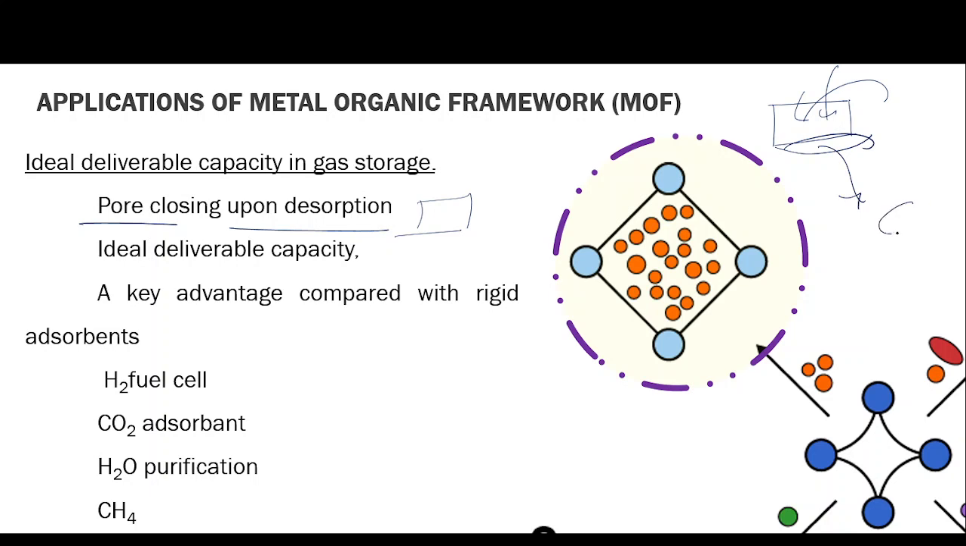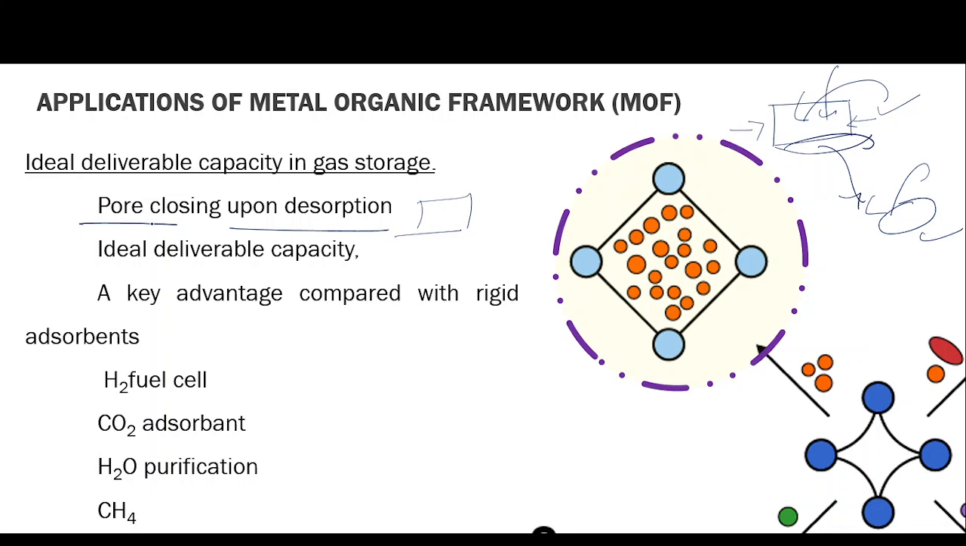Let's say it becomes an oval shape because of the structural change from accommodating the gas molecules. So now the molecule cannot enter. The pore size and the pore shape are different. So this is the previous one, and this is the state after the adsorption of a certain amount of gas.